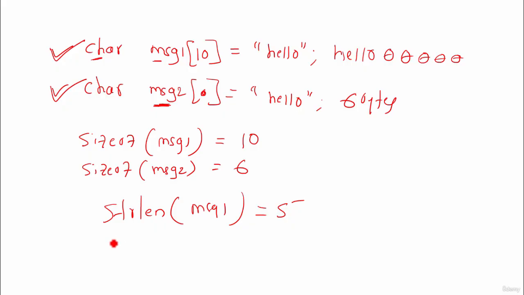At the same time, if you do strlen on message 2, what do you get? You again get 5 bytes. Later we can use strlen in our program. strlen is a built-in function that comes from the string library of the C standard library. So that's the introduction to strings, how you store strings in your program.